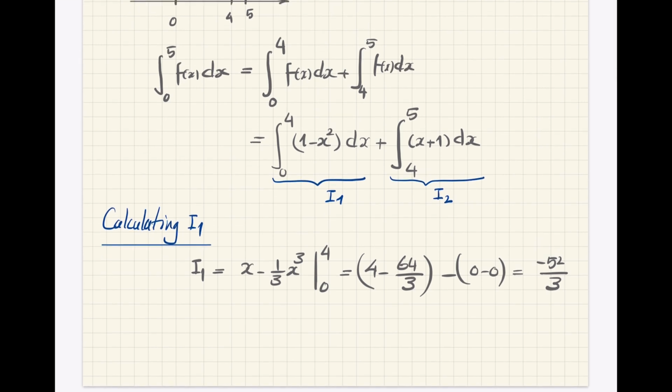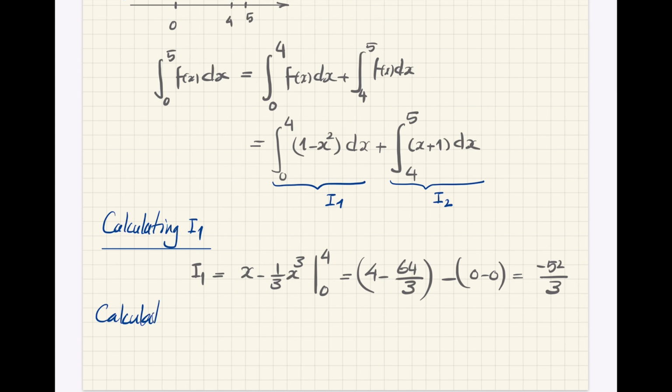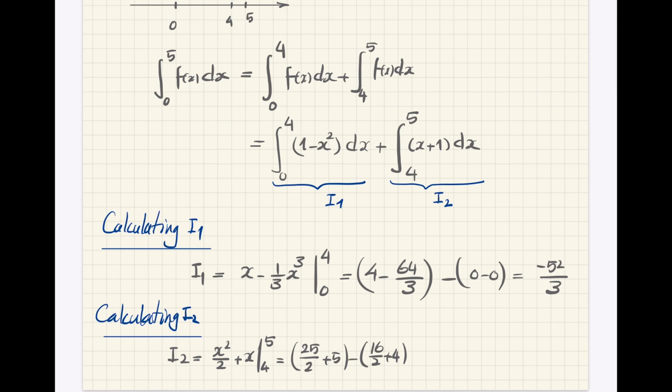Calculating I2, a primitive function for this function is x squared over 2 plus x, and it goes from 4 to 5. So I put 5, it becomes 25 over 2 plus 5. I put 4, it becomes 16 over 2 plus 4, and I subtract them. So what's the answer? It's 35 over 2 minus 12, so it is 11 over 2.